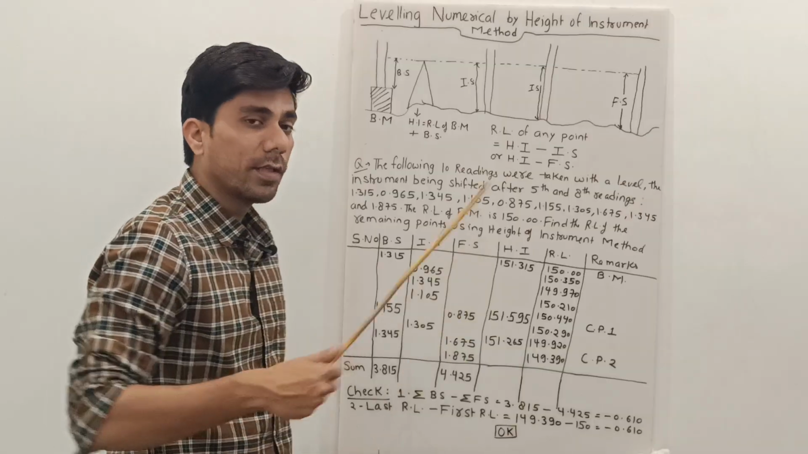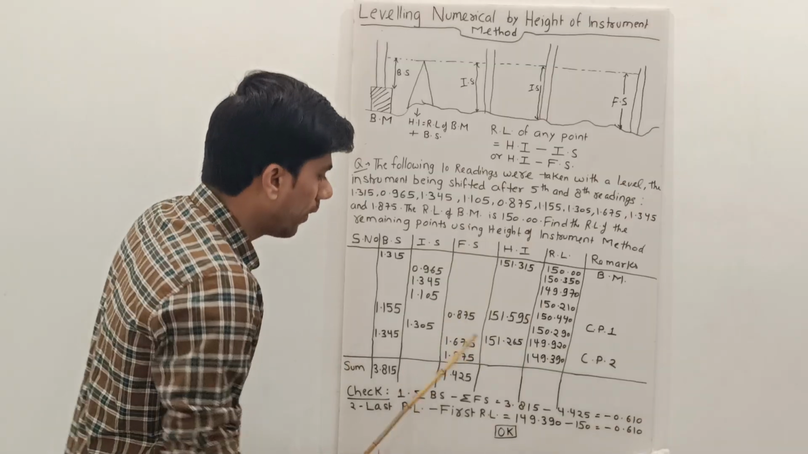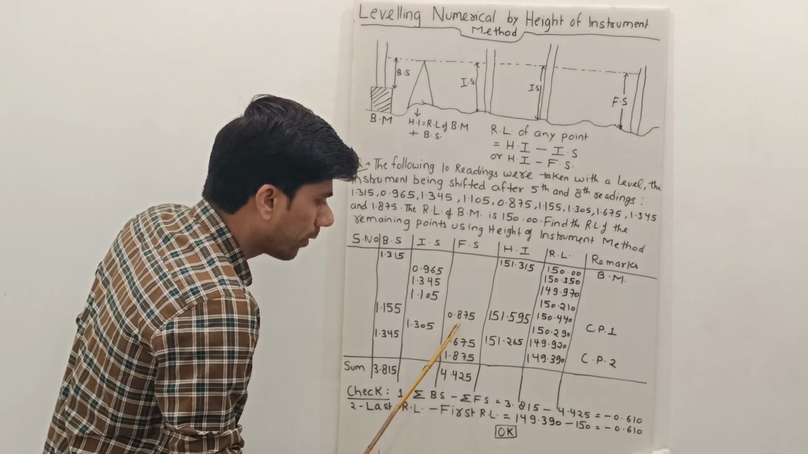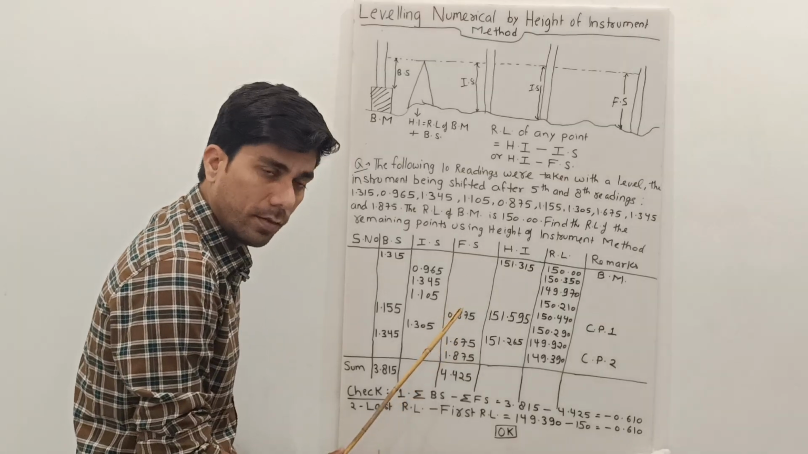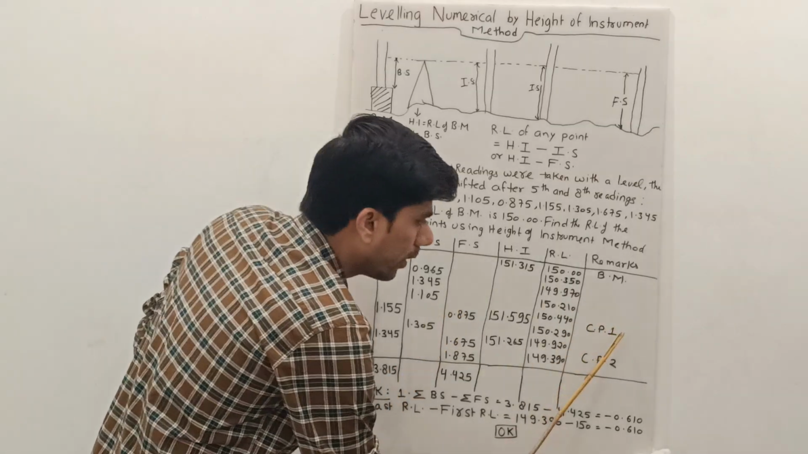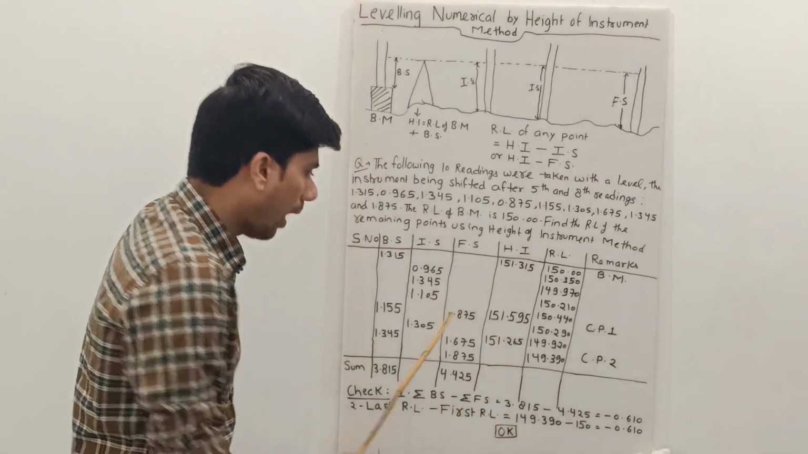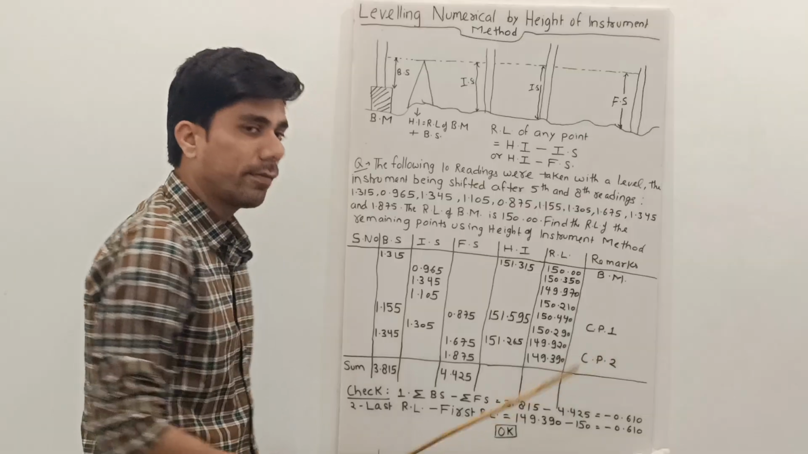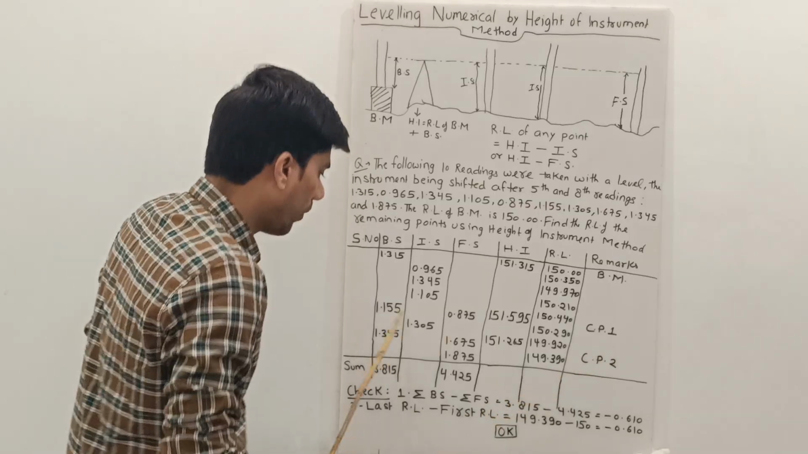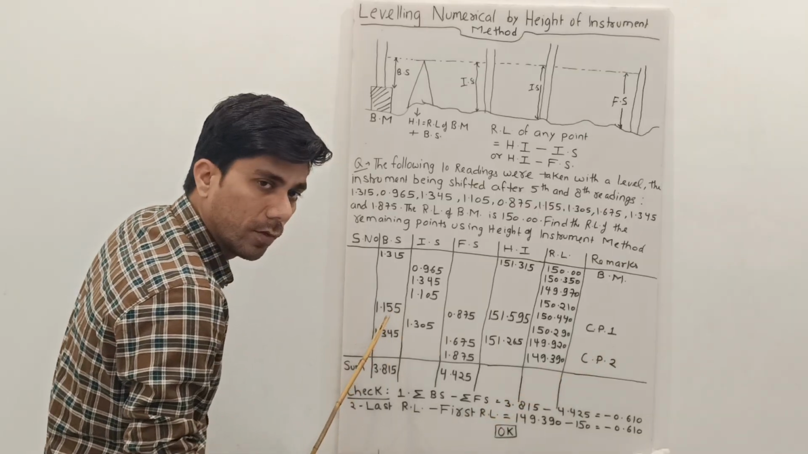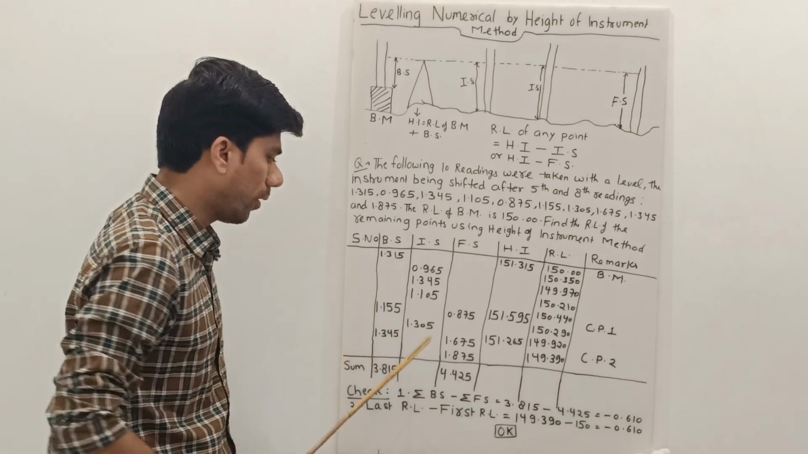After the 5th reading, the instrument has to be changed, so the 5th reading would be placed in the foresight column. That 0.875 is a foresight. And in the remarks column, we can mention that this is our change point 1. After the 5th reading, the 6th reading, as I previously told you, would be a backsight. So we place this 1.155 in the backsight column.